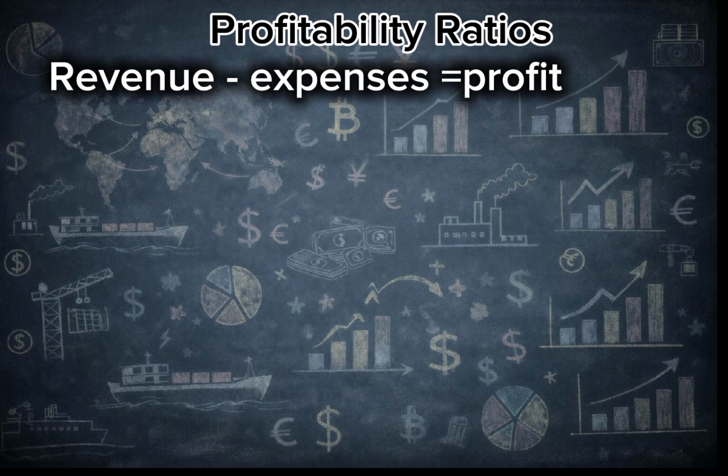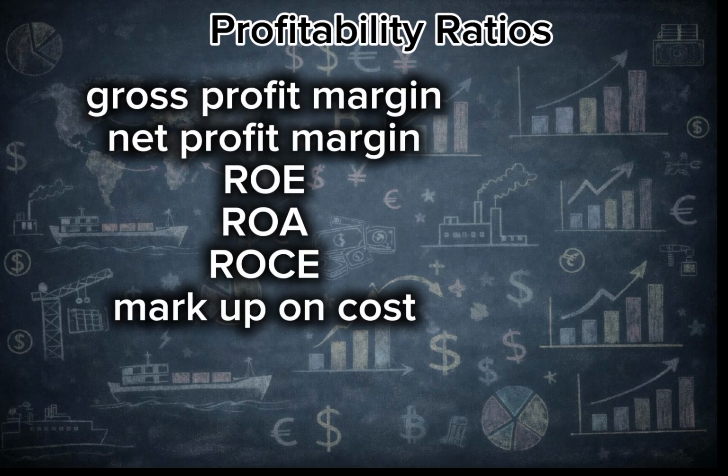There are multiple ratios that you can use to measure profitability. They include the gross profit margin ratio, the net profit margin ratio, the operating profit ratio, the return on investment, the return on assets, the return on capital employed, and the markup on cost.